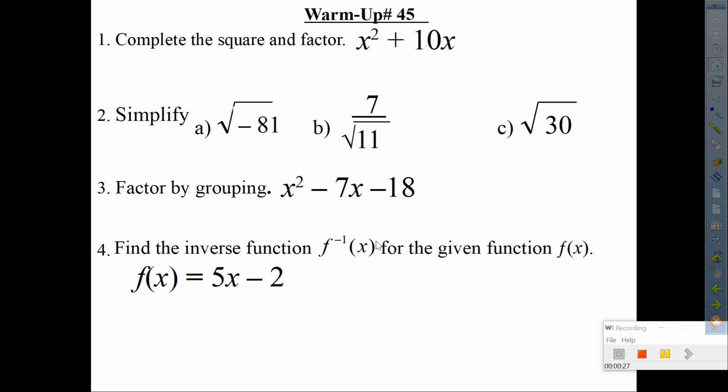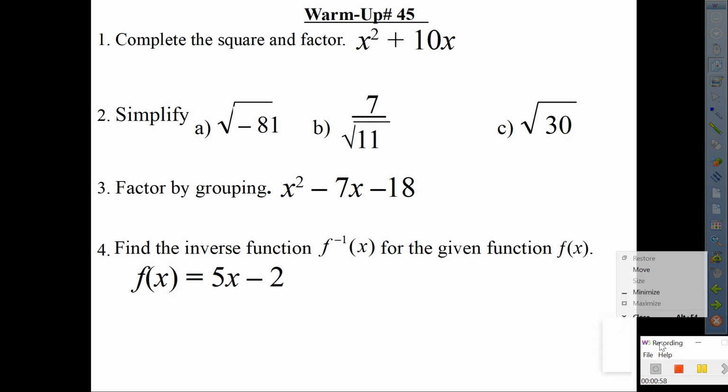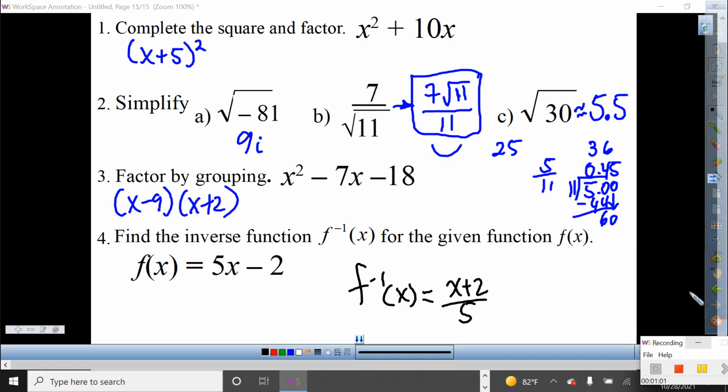So, check with your neighbor to see what they got for all those 4. By now you should be able to get those by yourselves. Go ahead and do that. The answers are on the screen. Double check your work for each of those. And this is read f inverse of x.